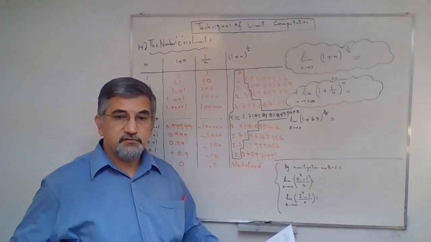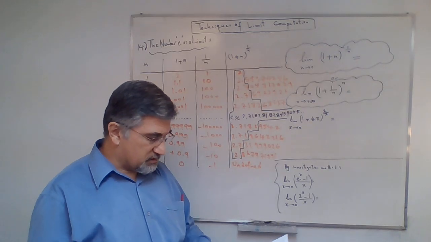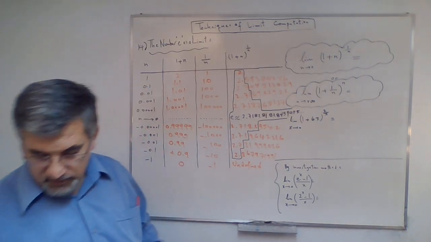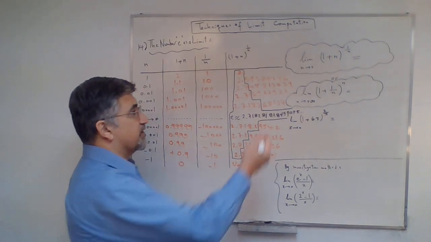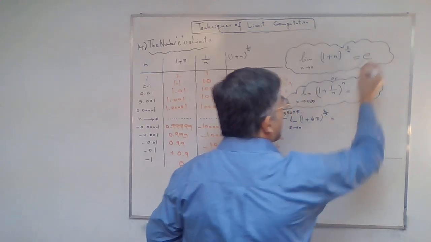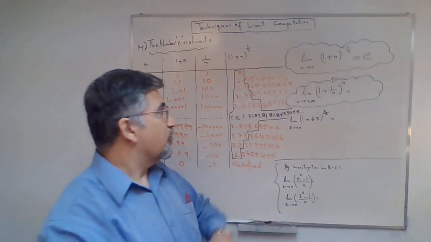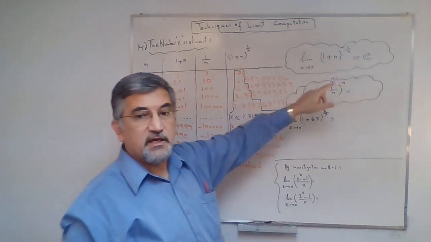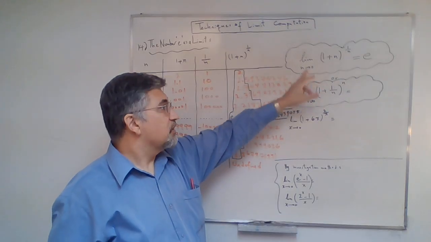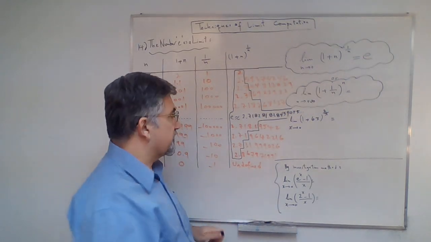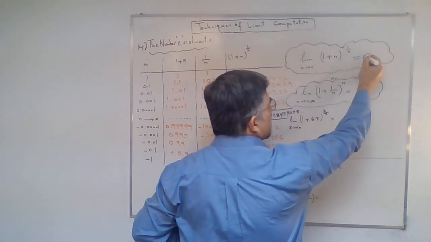The definition of this irrational number e in calculus is given by this limit formula. So if somebody asks you, what is the limit of 1 plus n raised to the exponent of 1 over n, when n approaches 0, the answer is, of course, e. And e is, of course, this number.